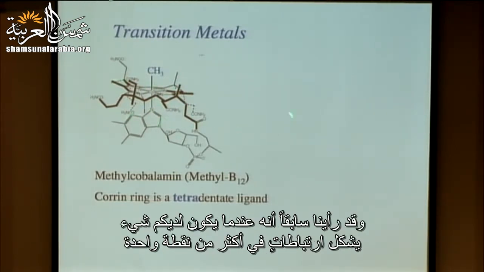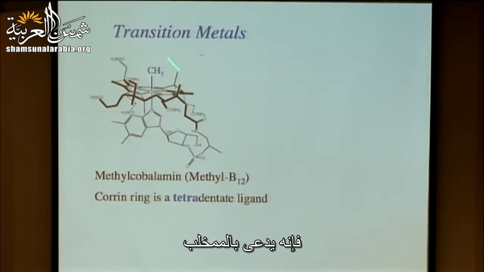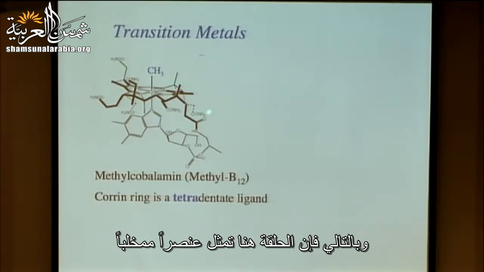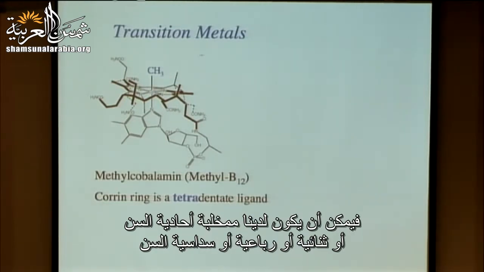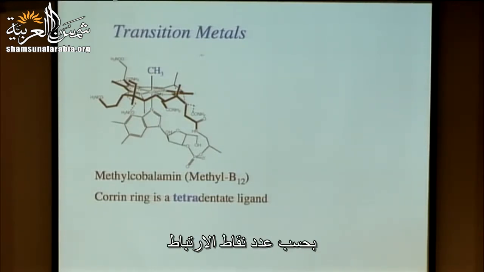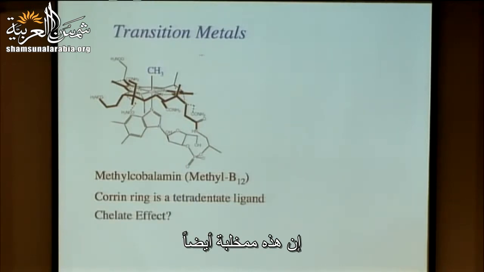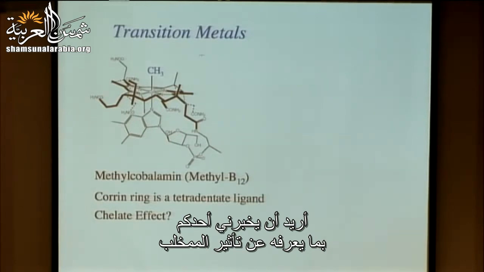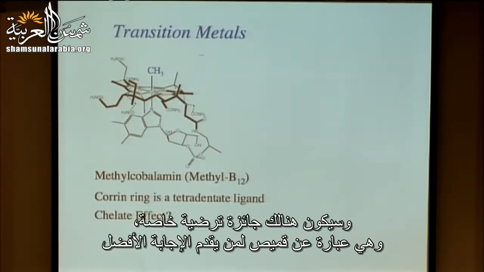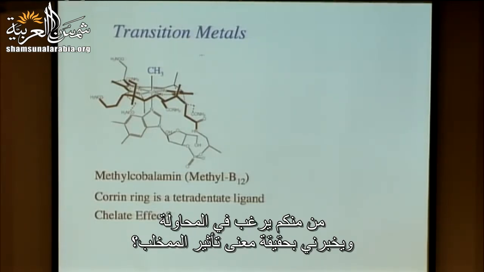And we saw before that when you have a thing that forms attachments at more than one point, it's called a chelate. So the corrin ring here is a chelating agent. And it's a tetradentate ligand because there are four points of attachment. So we can have monodentate, bidentate, tetradentate, hexadentate, which tell you the number of points of attachment. And again, this is a chelate. And what do you know about the chelate effect? I want someone to tell me what the chelate effect is. And there's a special bonus prize of a t-shirt for the best answer. Who wants to give it a try?